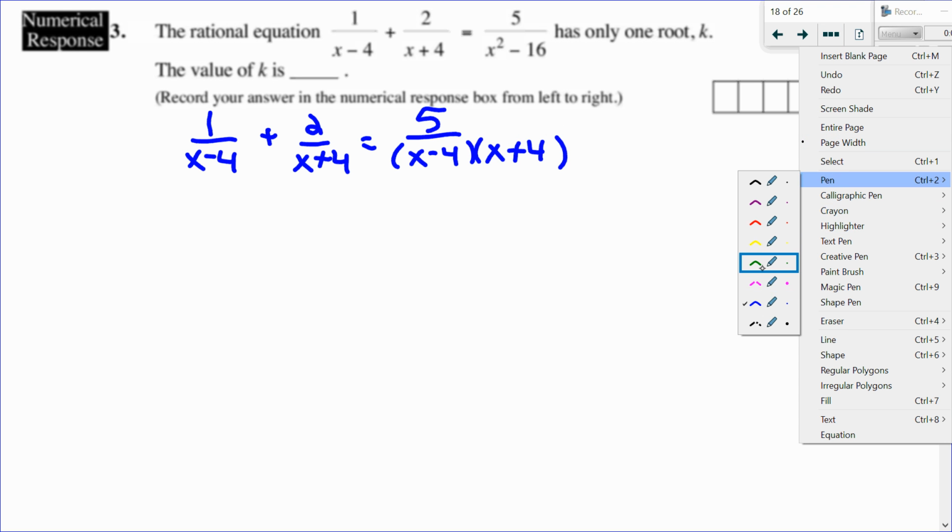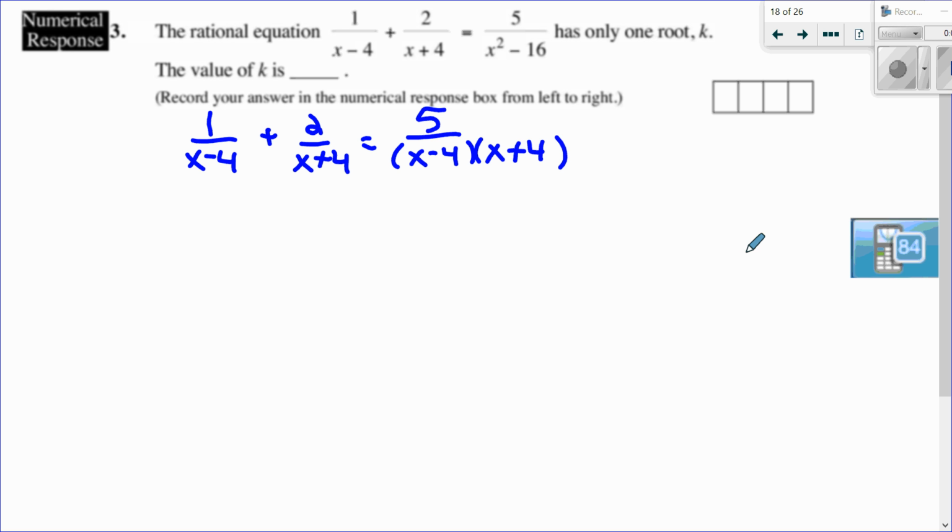Okay, so I am going to use balance to get rid of this denominator. So looking here, to get rid of this x minus 4, I would multiply everything by x minus 4. That's the balance part. I need to be fair and do it to everything, and it's because I have an equal sign. To get rid of my x plus 4, I would also multiply everything by x plus 4.